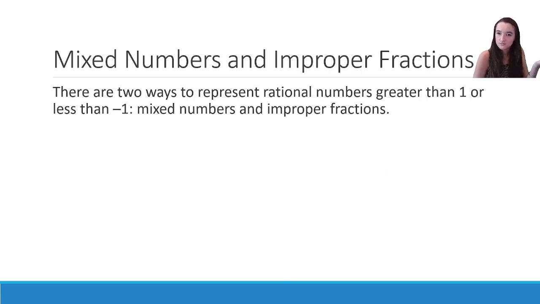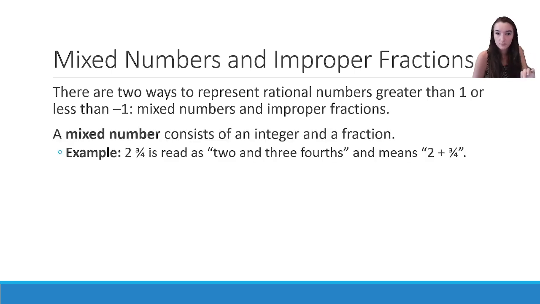Okay, so next, as promised, we're going to talk about mixed numbers, versus what's called improper fractions. In that first slide, I did show an example of an improper fraction, but I didn't really talk about it. So there are two ways to represent numbers that are greater than 1 or less than -1: mixed numbers and improper fractions.